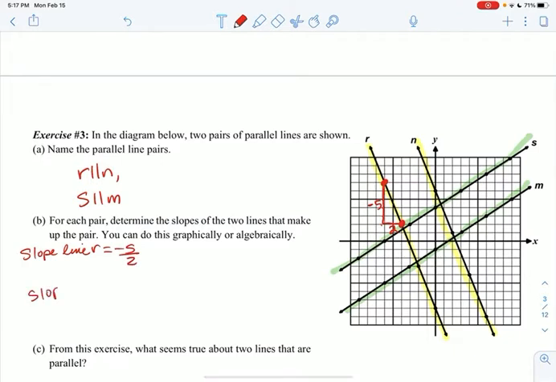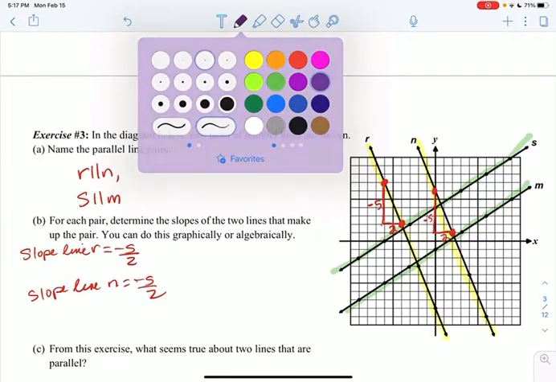And let's find the slope of line N. Again, just pick 2 points. So here's one and here's one. Again, I'm going to go down. Let's count 1, 2, 3, 4, 5. So down 5 and over 2. Well, look at that. They have the same slope. Let's see if that happens with the other parallel lines.